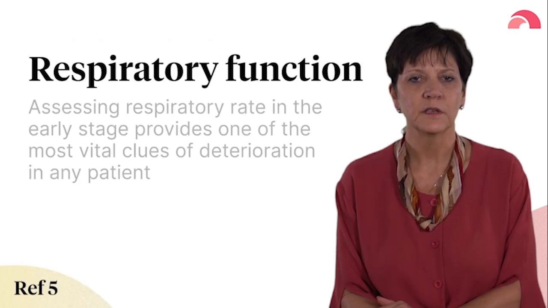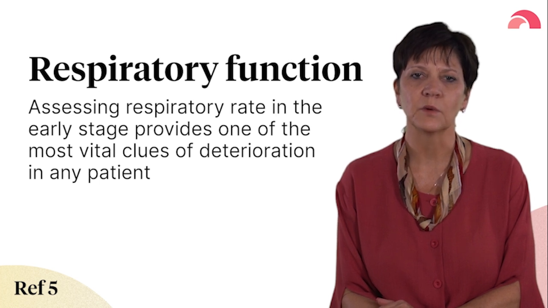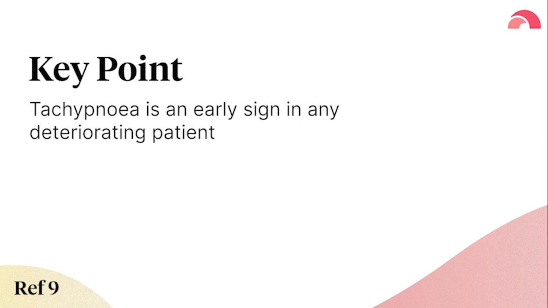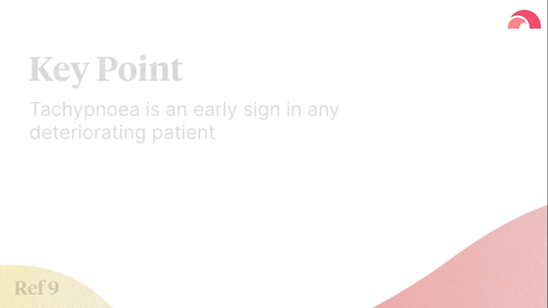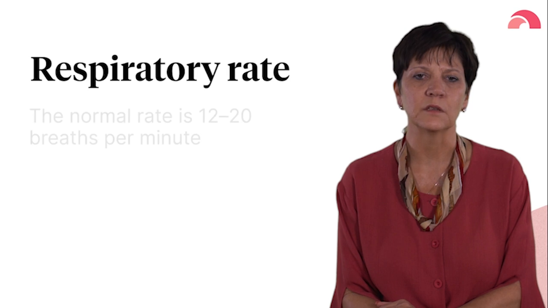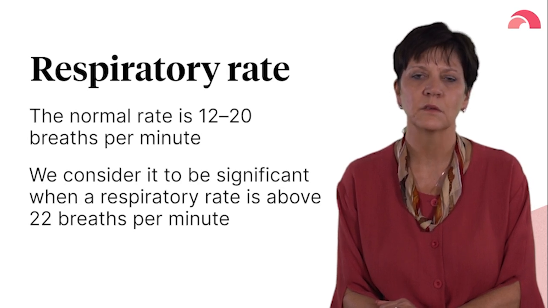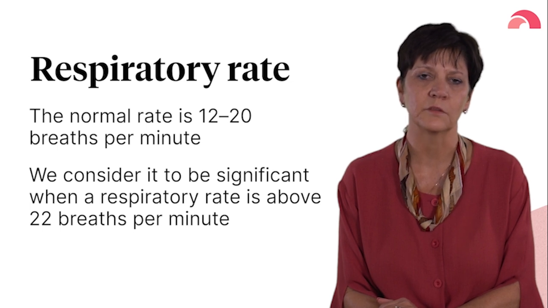What about assessing respiratory function? Assessing respiratory rate in the early state provides one of the most vital clues of deterioration in any patient. Tachypnea is an early sign in any deteriorating patient. The normal respiratory rate is 12 to 20 breaths per minute. We consider it to be significant when a respiratory rate is above 22 breaths per minute. Are you assessing your patient's respiratory rate every time you assess your patient?